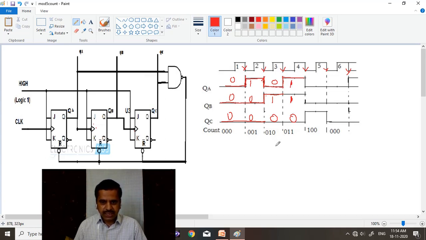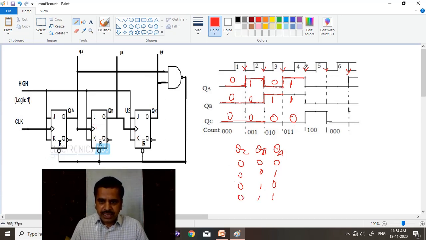That we can summarize here, QA, QB and QC: 0, 0, 0; 1, 0, 0; 0, 1, 0; 1, 1, 0.